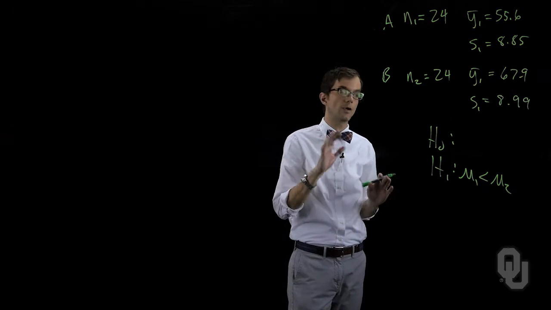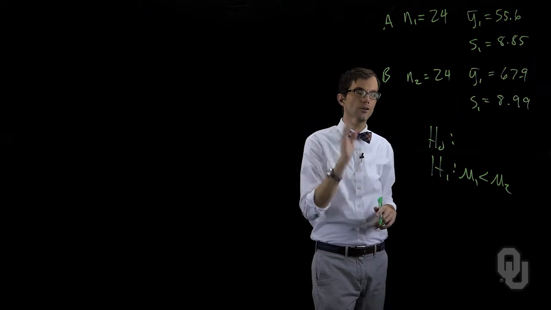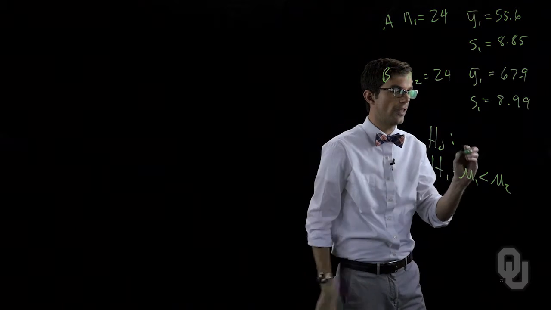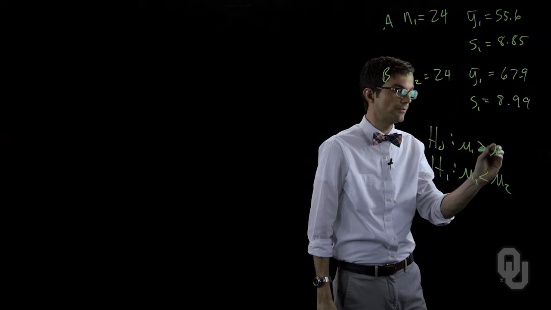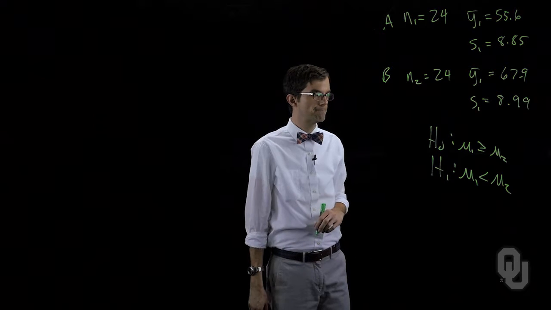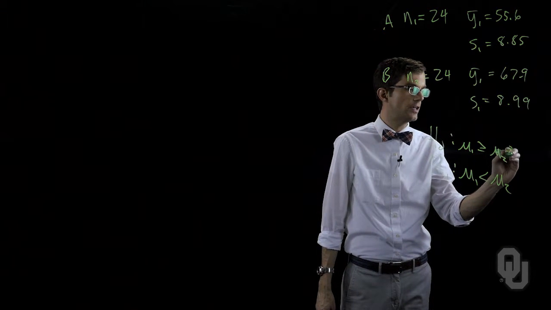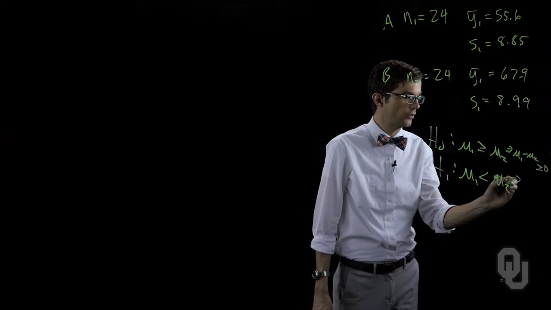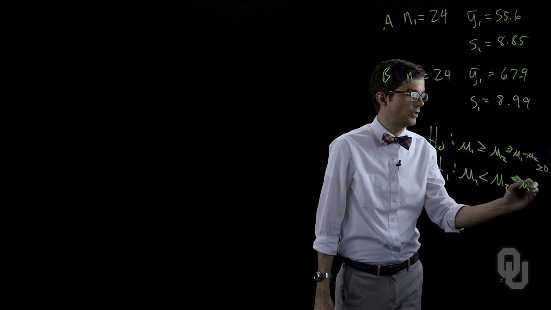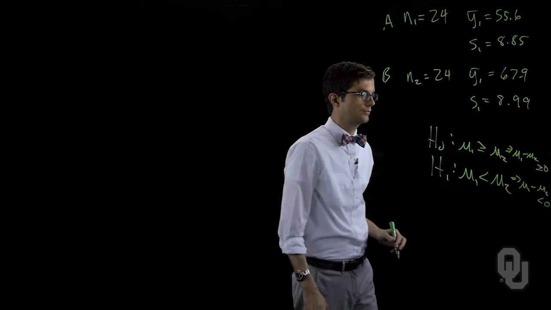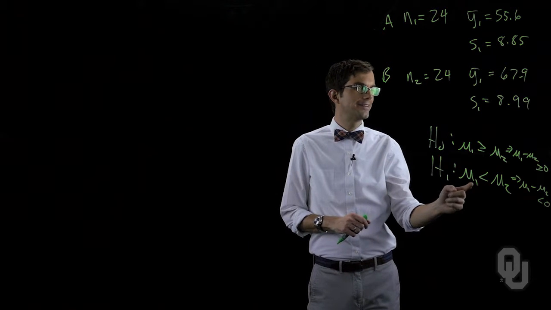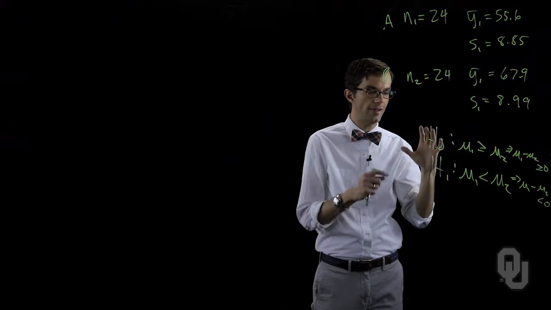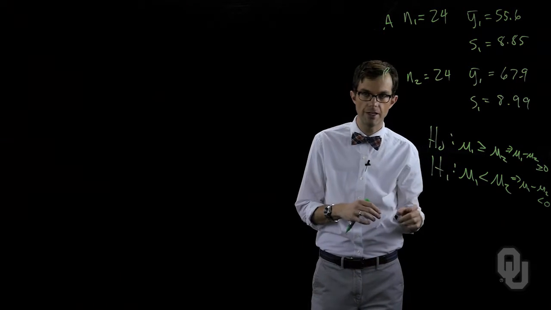Not an equality statement, so it can't be in the null. We know equality is always in the null. So this cannot be in the null statement. The contradiction of that, though, is in the null. That includes equality. So the equivalent statement here is mu1 minus mu2 is greater than or equal to 0. And this equivalent statement would be mu1 minus mu2 less than 0. If mu1 is less than mu2, then Machine B has a longer time between repairs than Machine A.